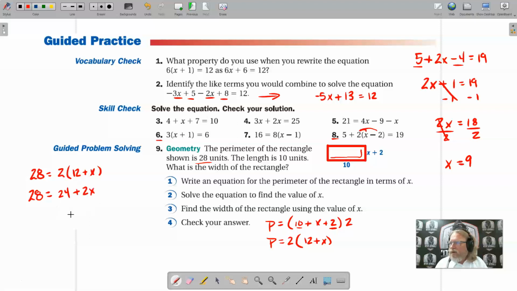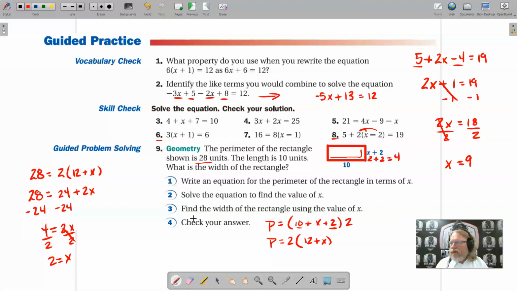Now I need to subtract 24 from both sides. So minus 24, and that's going to give me 2x on the right, and 28 minus 24 is 4. Now I need to divide by 2, right? Divide both sides by 2. 2's will cancel each other, leaving me with x, and 4 divided by 2 is 2. So I know right here that x equals 2, right? So this side over here must equal 4.